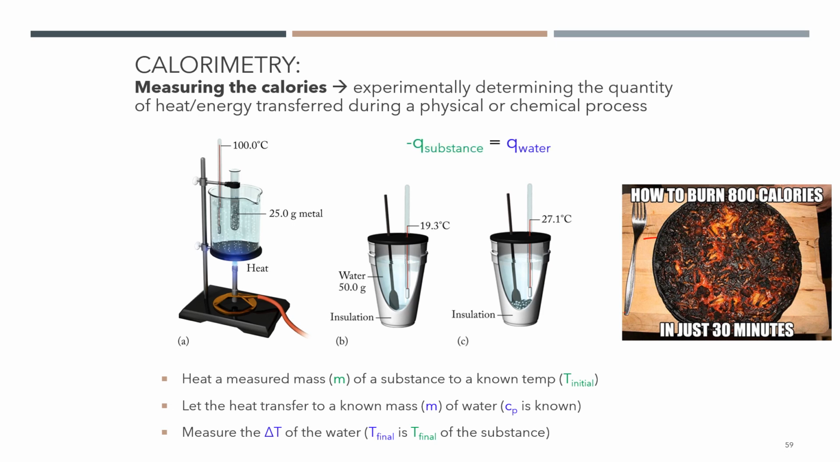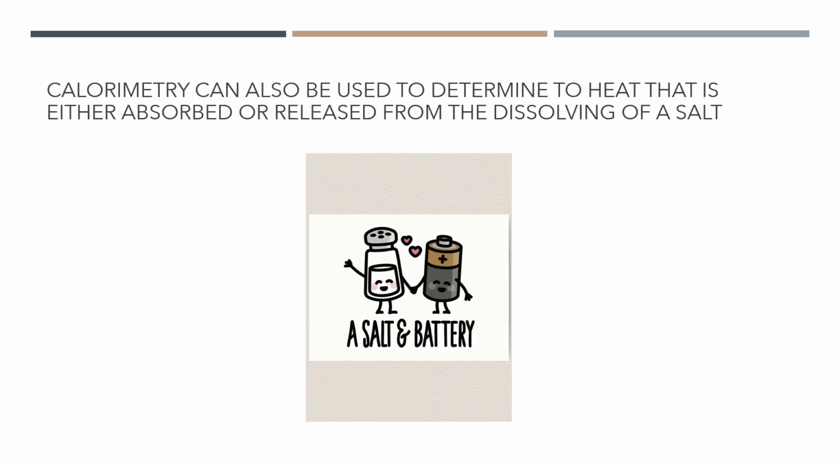If they didn't give you the specific heat of the calorimeter, you'd have to do the Q of the water, and you do that with MC delta T. Then just do the same thing that we did earlier. As I said earlier, calorimetry can be used to measure dissolved salt. I really just put the slide because I wanted to show this fun little picture, a salt and battery. Look at how cute they are together.